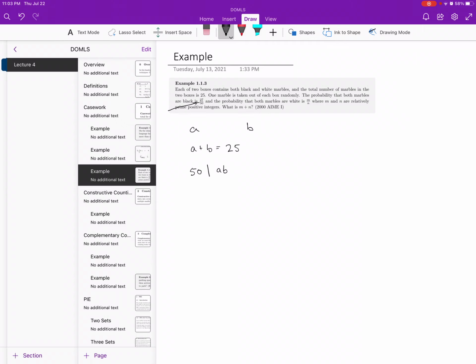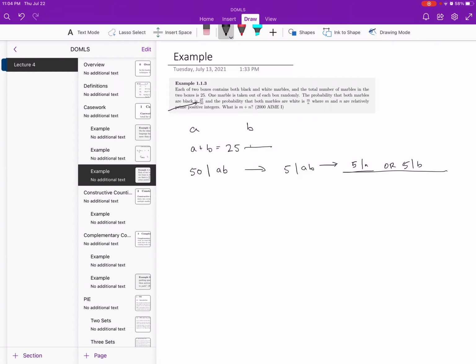So 50 divides AB, but what does that mean? 5 divides 50, so 5 must divide AB. And recall from that number theory handout that we had, the modular arithmetic one, that this means that 5 must divide A or 5 must divide B.